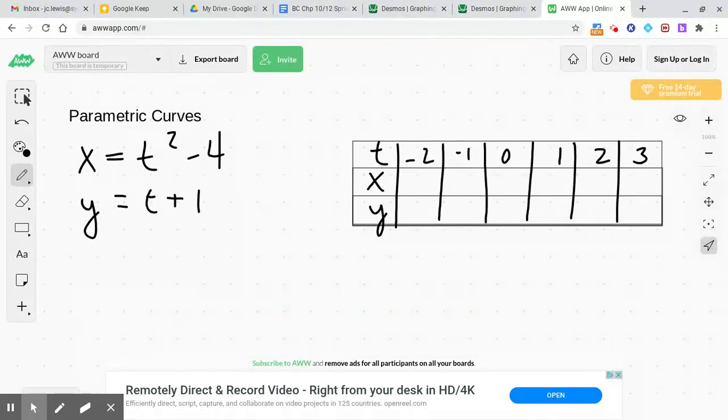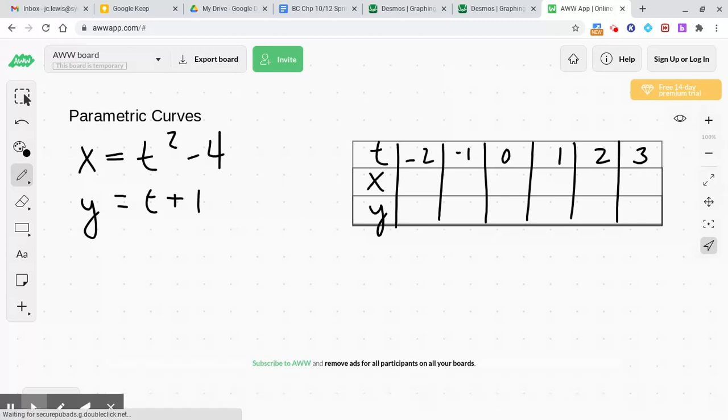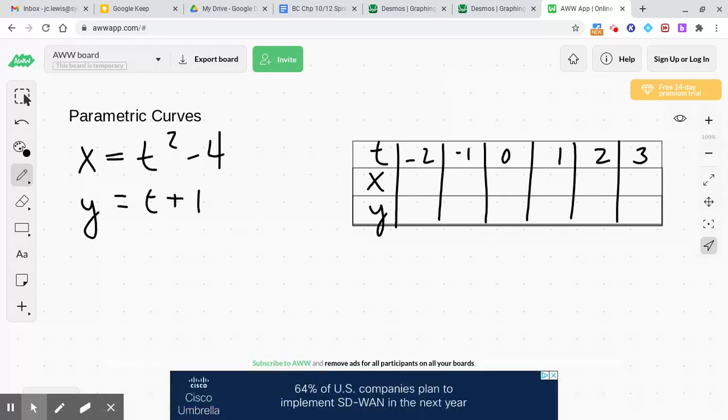So here we have x equals t squared minus 4 and y equals t plus 1. These equations work together to form a single curve given our parameter, which is t. So for the first time ever, we get to take a look at an actual xy position as a function of time, instead of looking at just position as a function of time vertically or horizontally.